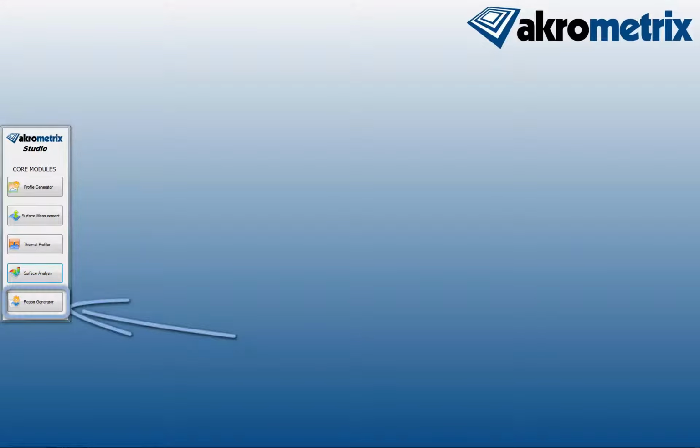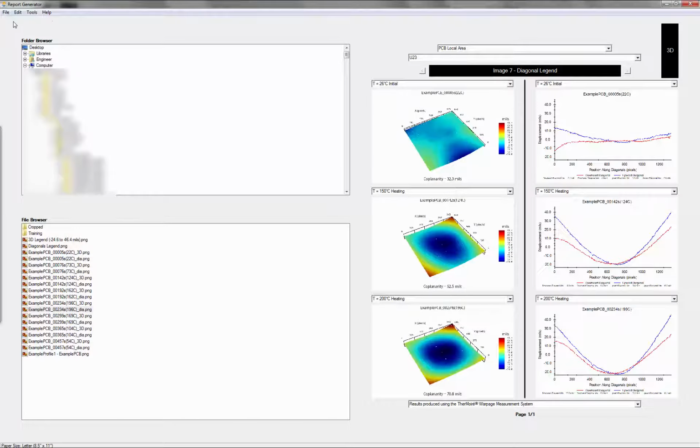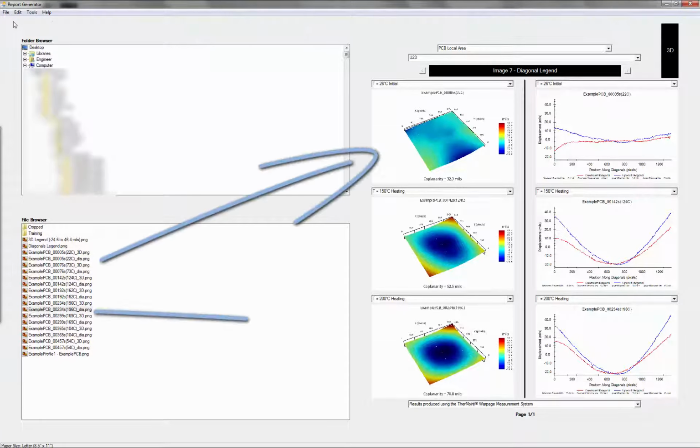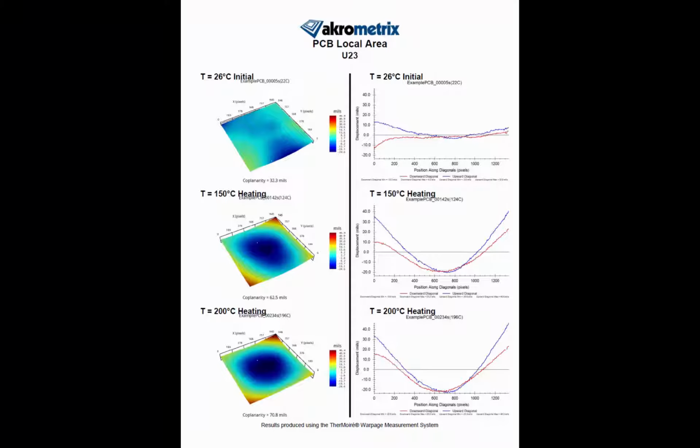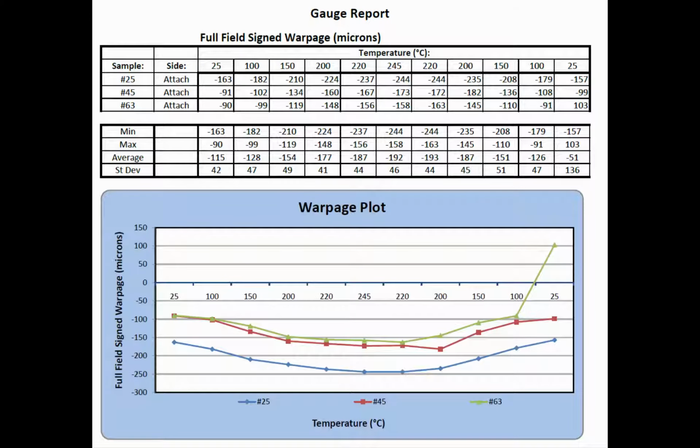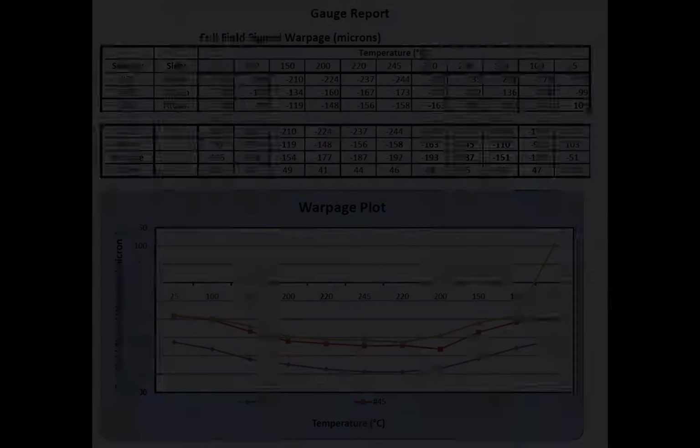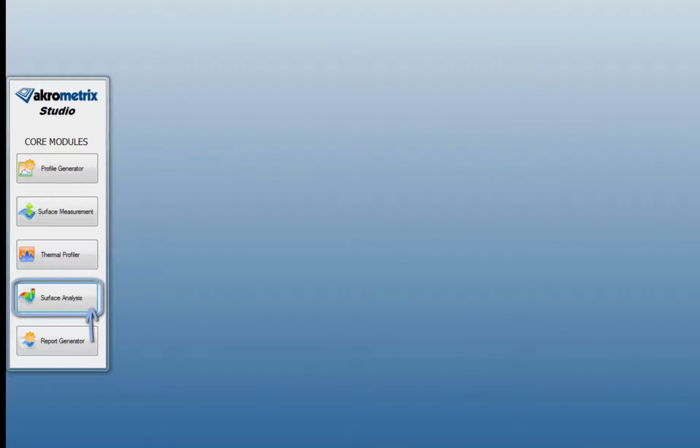Recall the legacy report generator software found here in Studio Manager. This software is used to create visual reports through a manual drag-and-drop interface. Additionally, most customers were required to use third-party programs to summarize gauge results. Our new automated report generator software is now embedded within Surface Analysis.